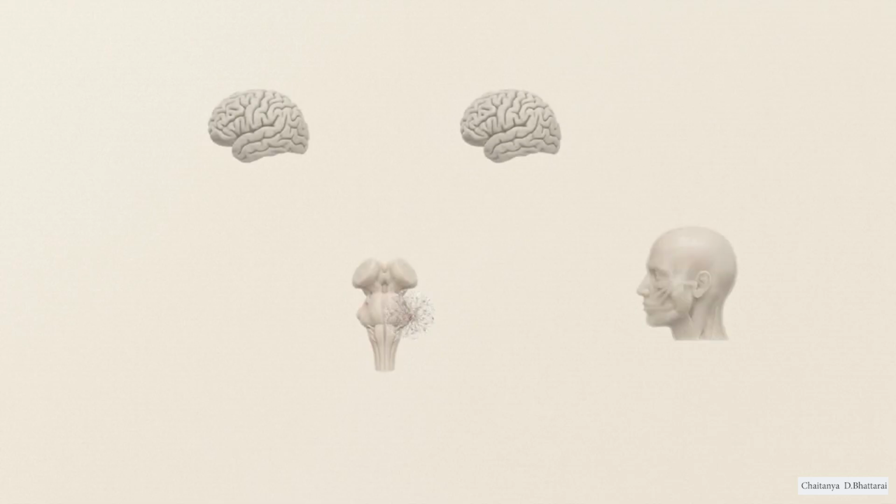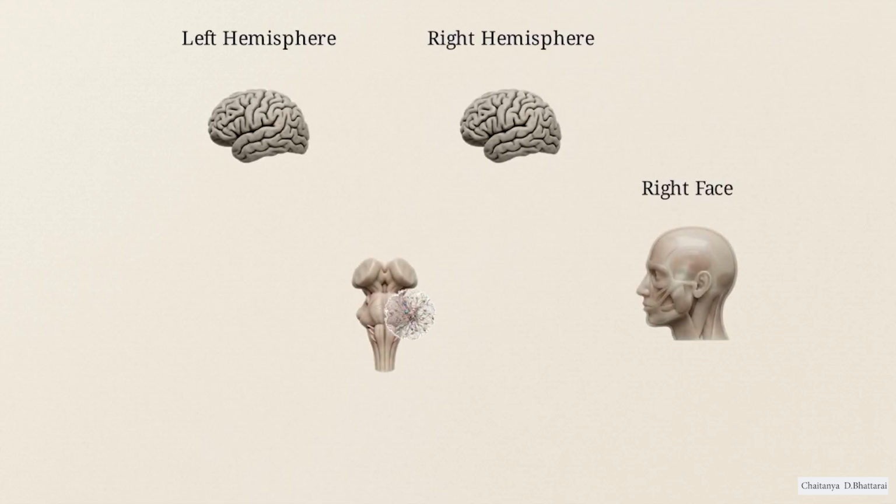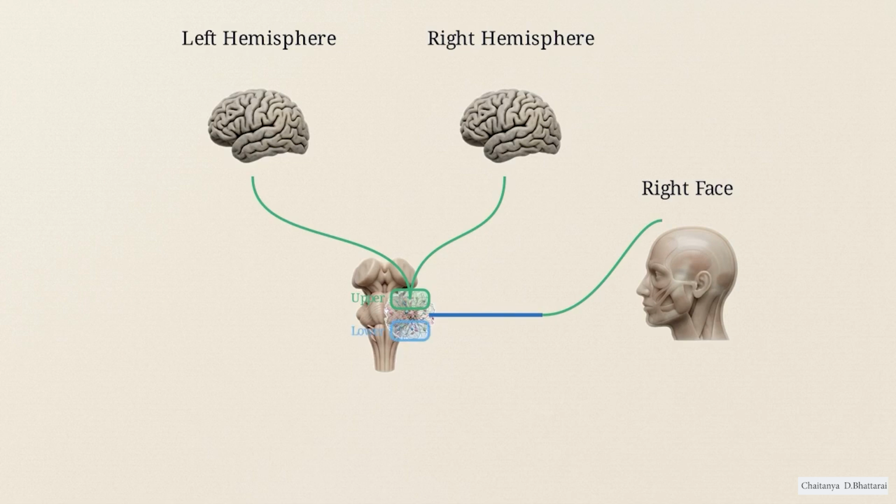We start with the upper face. The upper half of the facial nucleus receives bilateral input. It gets descending corticobulbar tracts, essentially backup wiring, from both the left and right sides of the cerebral cortex. The lower face lacks that secondary backup signal. The lower half of the facial nucleus receives strict contralateral input, meaning it only gets signals from the opposite side of the brain.